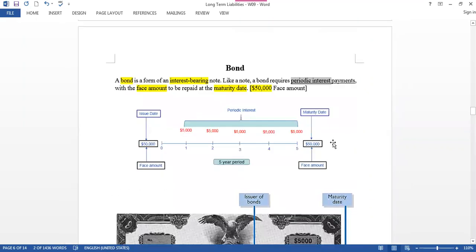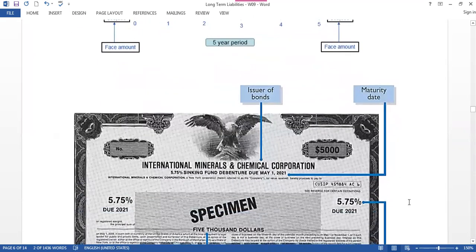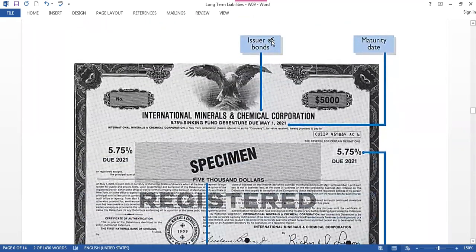So if we analyze this certificate, we see that we have several important points here. You can see that this is the issuer of the bond. Who is selling the bond? This company, International Mineral and Chemical Corporation, is selling this bond. They need money. They are called the issuer of the bond.